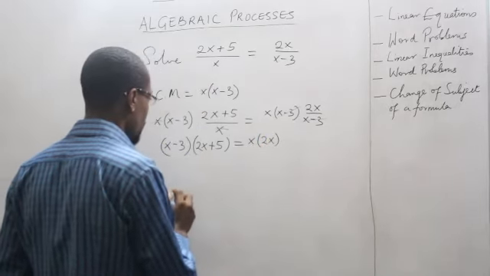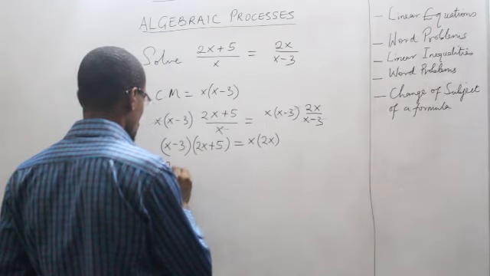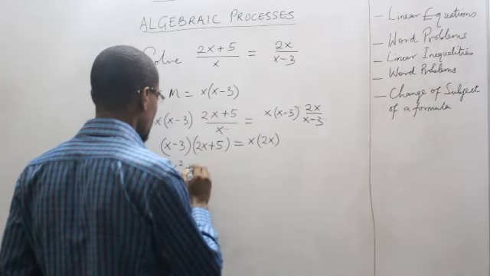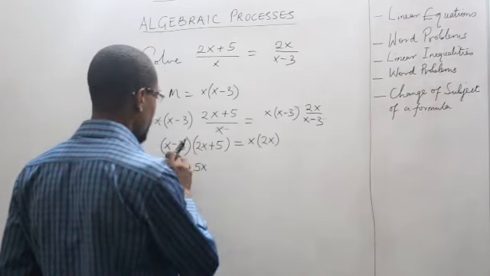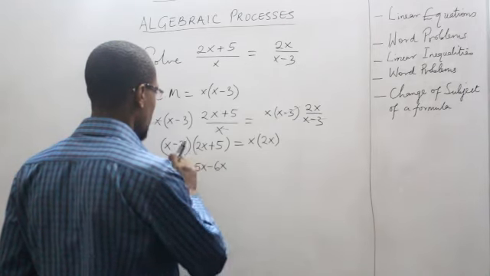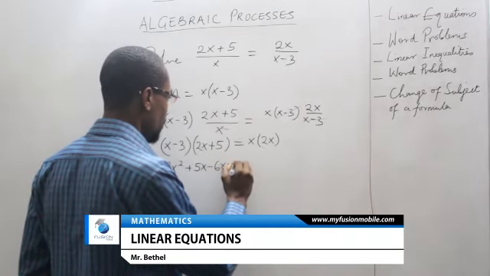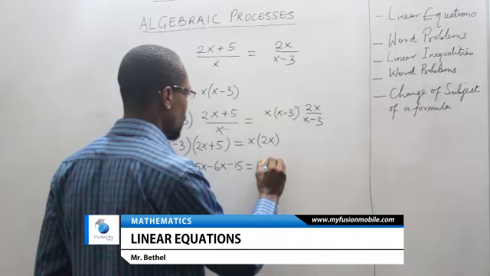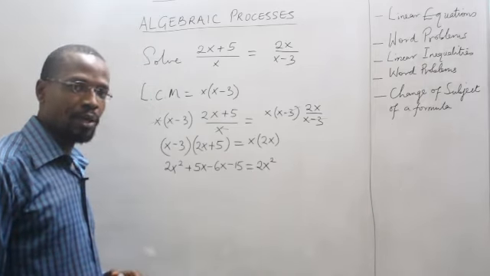Of course, when we open up the brackets, we will have x multiplied 2x, we have 2x squared, x multiplied plus 5, we have plus 5x, and then minus 3 multiplying 2x, we have minus 6x, minus 3 multiplying 5, we have minus 15 equals 2x squared. I hope there is no ambiguity here.